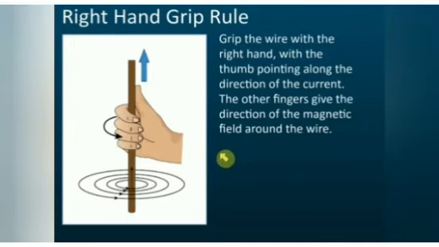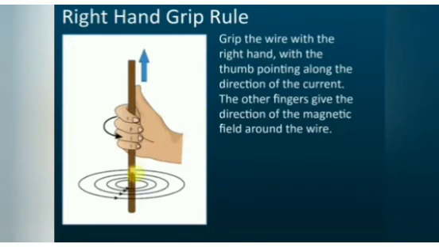Here you can see the conductor is held such that the thumb indicates the direction of current, and you can see one black arrow there. That black arrow, or the folded fingers, indicates the direction of magnetic field lines. If the current is pointing upwards, then the direction of magnetic field is anti-clockwise.